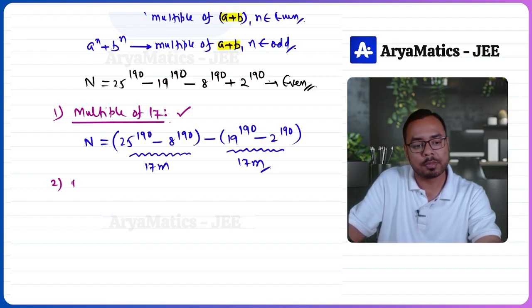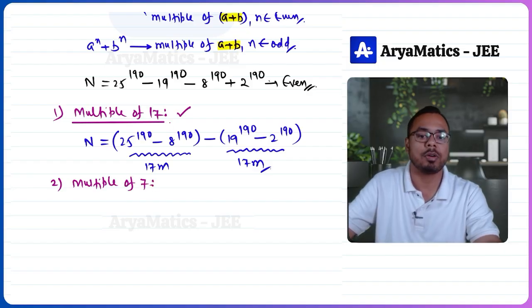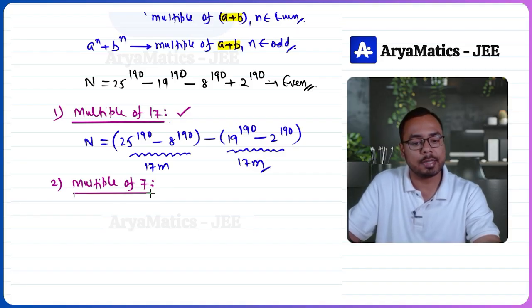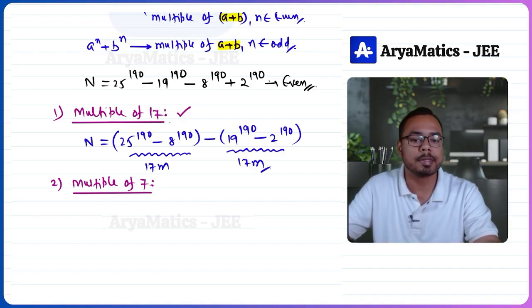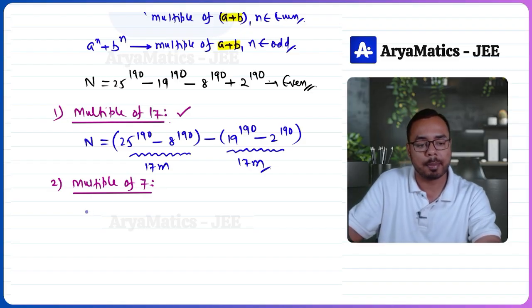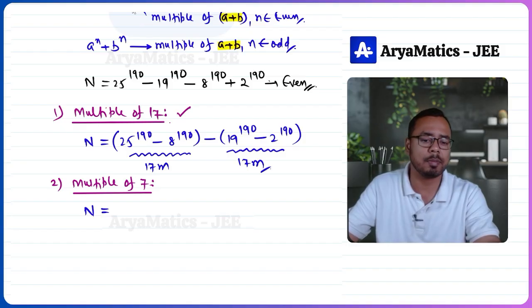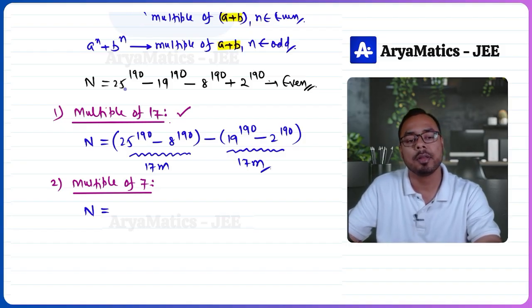Right? So the second part of this problem is that we need to check whether this number is a multiple of 7 or not. For that, let us see what remainder we get if we divide this number by 7. Also, we can combine some of these terms and see which of the above results are applicable here.